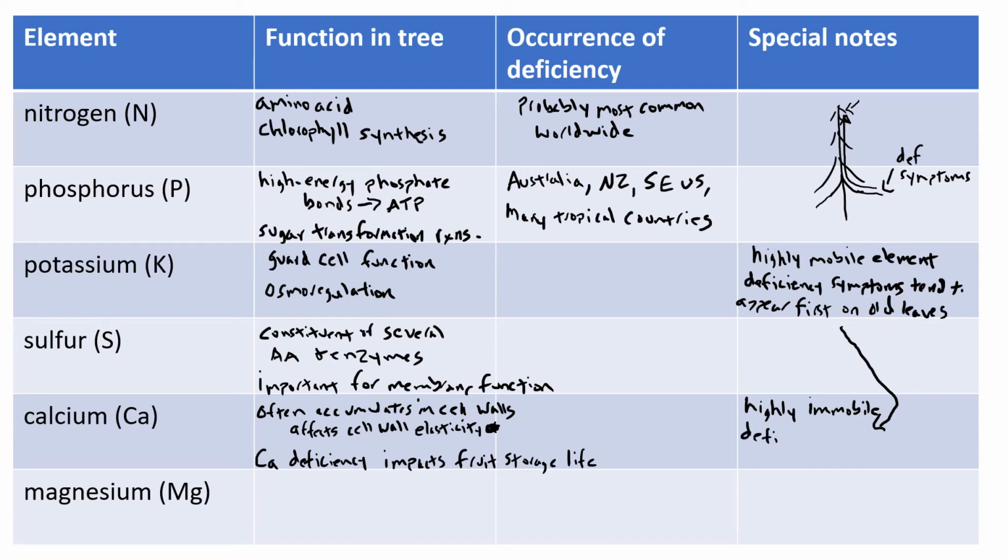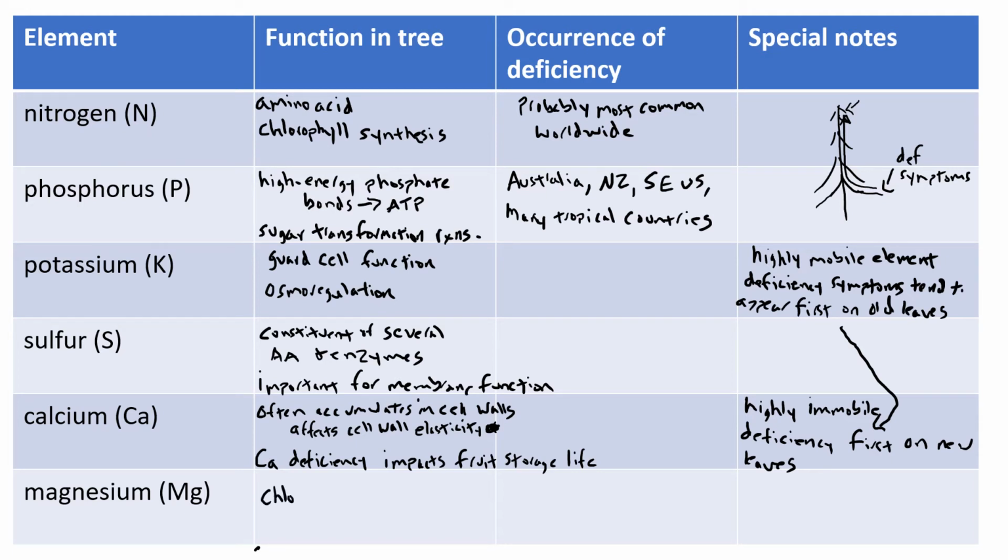Deficiency symptoms of calcium occur first on new leaves. So as a tree is running out of calcium, as those new leaves are constructed, that calcium can't be remobilized from elsewhere in the tree, and so we would tend to see deficiency symptoms first on the newer leaves.